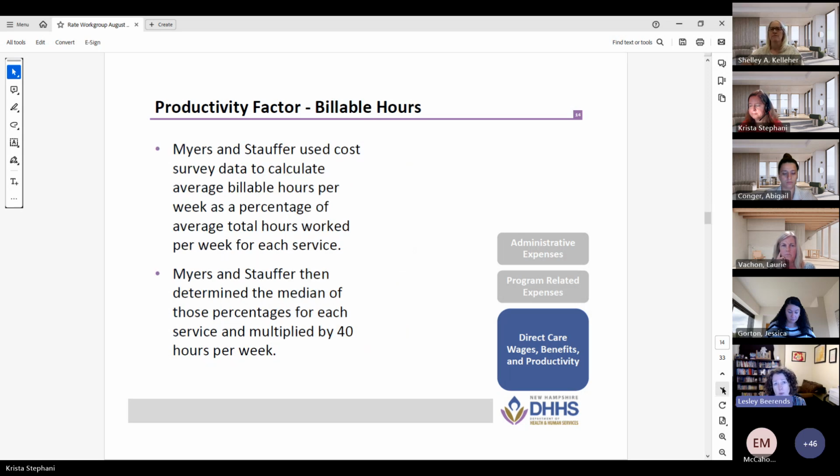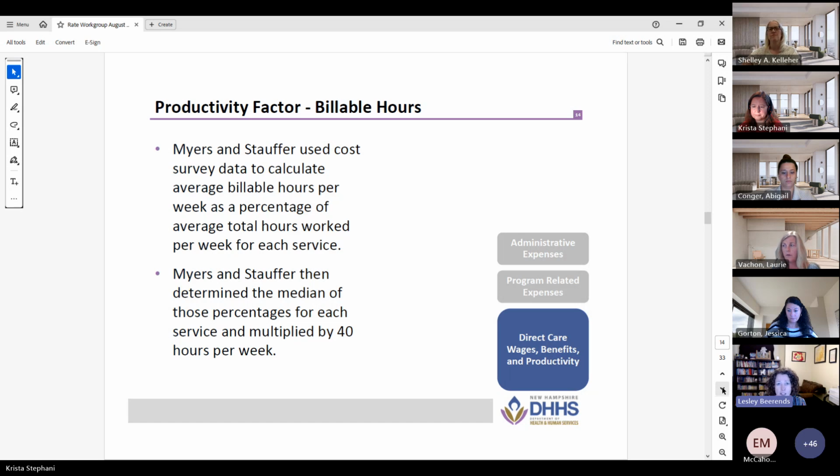The last piece then of the productivity factor is that billable hours. So, looking at that non-billable time. Once again, we use the cost survey data to calculate average billable hours per week as a percentage of total hours worked per week. Once again, for each service, we then determined the median of those percentages and then multiplied that times 40 hours a week.